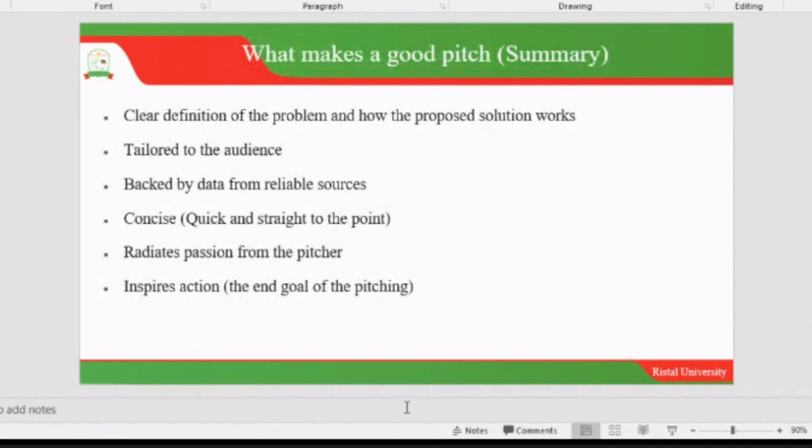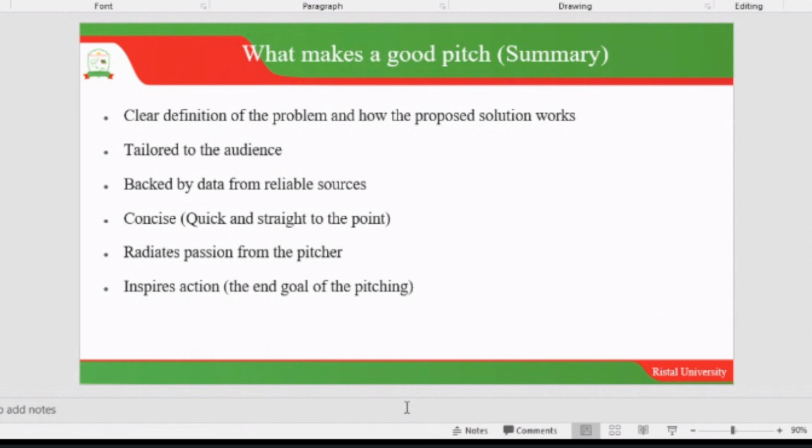So finally, in summary, we know that what makes a good pitch includes clear definition of the problem and how your proposed solution will work to solve that problem. Then we also know that you should tailor your message or your pitching to the audience by researching and being aware of what motivates your audience and what their preferences are. Then you should back your pitching with data from reliable sources. It should be quick and straight to the point. Okay, that means that it should be very concise.